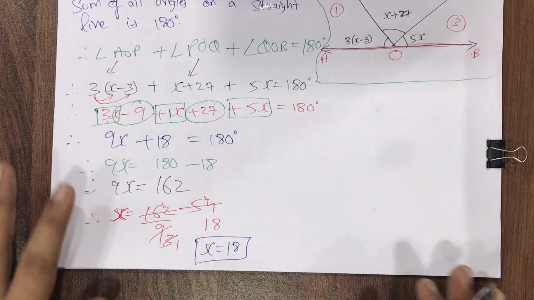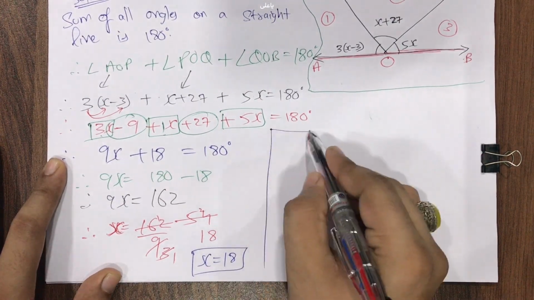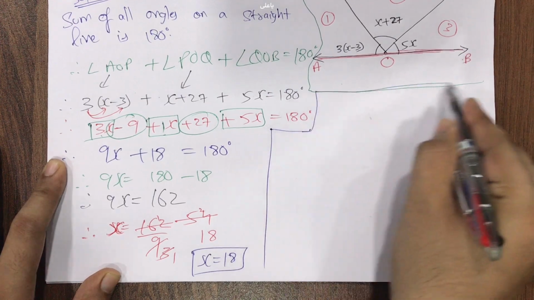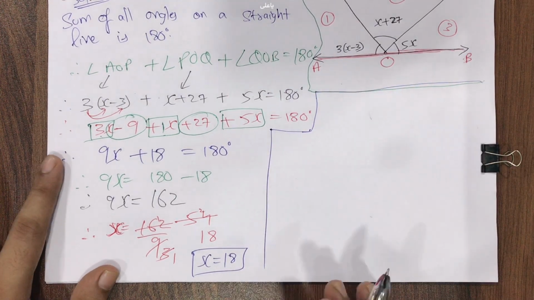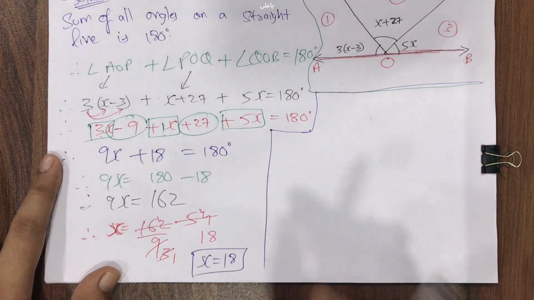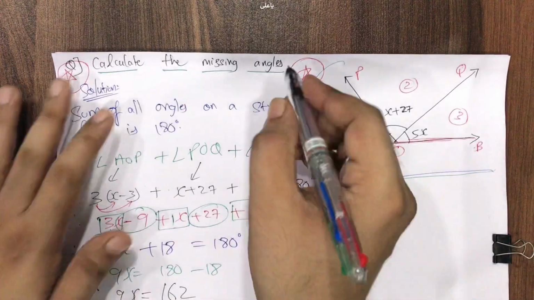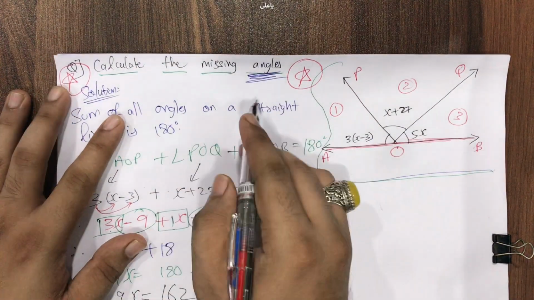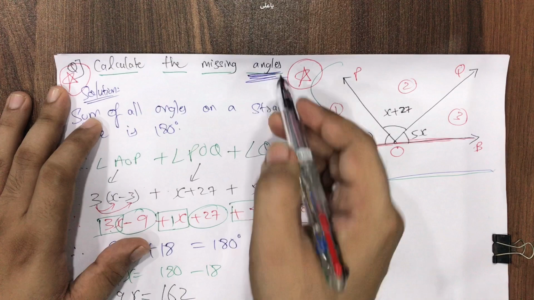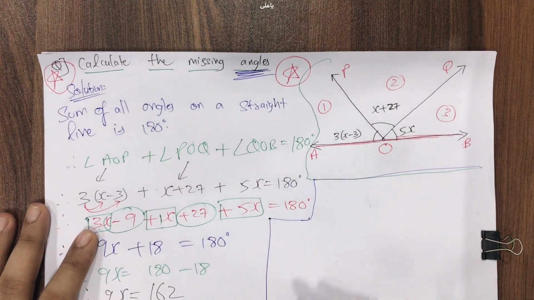X equals 18. Now listen very carefully. Many students, I will say 80% of the students, will stop here. They will feel that they got the answer, and if this question is of 4 marks, they will get only 2 marks, because this is not the final answer. Calculate the missing angles. They are not asking you the value of x. Calculate the missing angles. So you need to find the missing angles.